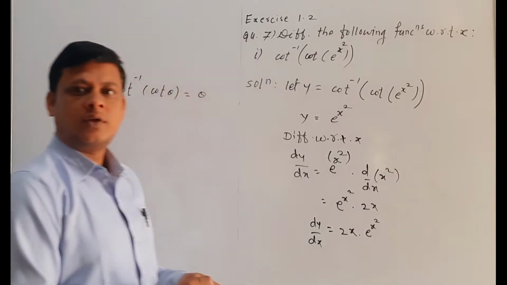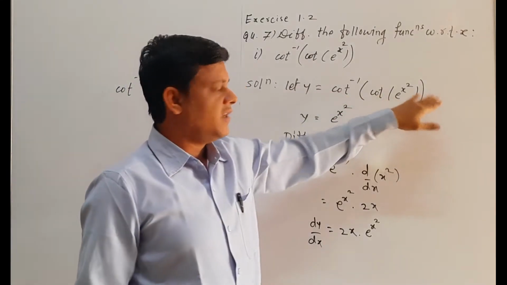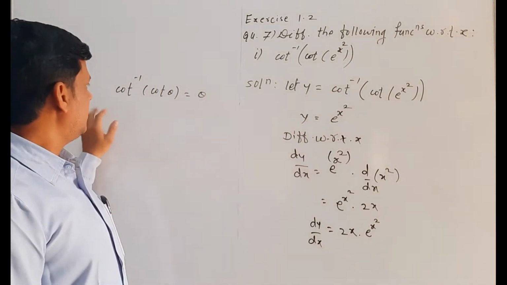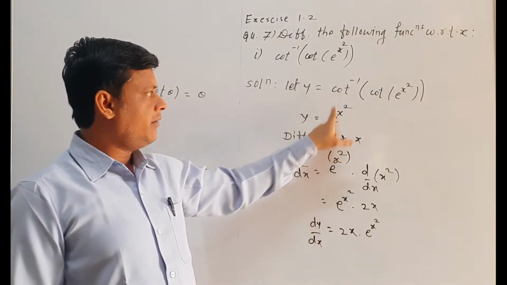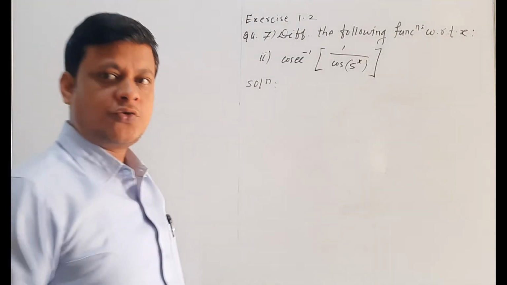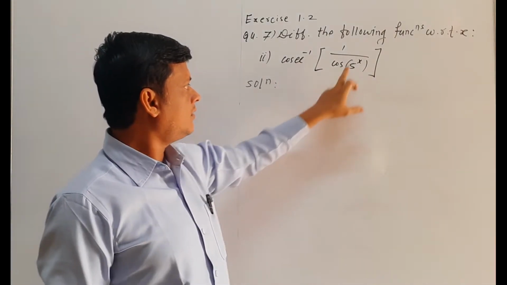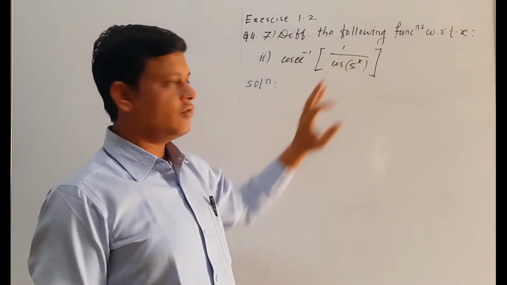So first simplify the given function, then find the derivative of the simplified function. Now see second sub question, cosec inverse of 1 upon cos 5 raised to the power x.